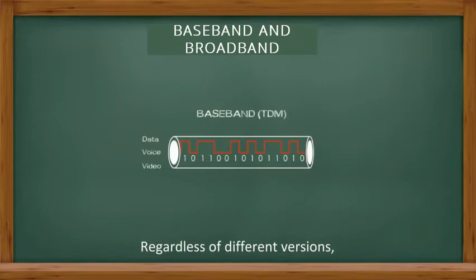So Ethernet is an example of baseband signal. Regardless of different names, whether it be Ethernet, Fast Ethernet, or 10 Gigabit Ethernet, they all contain the word base. They are baseband.